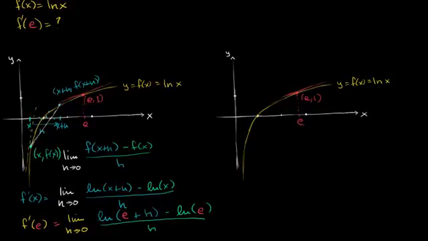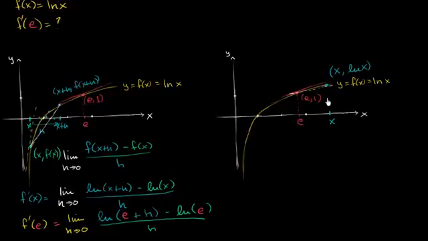So what they say is, hey, look, let's imagine some other x value here. So let's imagine some other x value. This right over here is the point x comma, well, we could say f of x, or we could even say the natural log of x. What is the slope of the secant line between those 2 points?